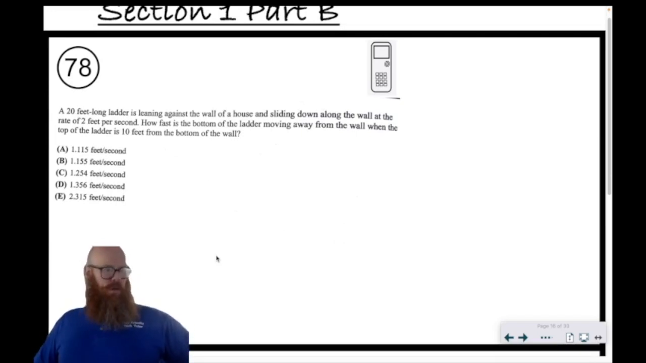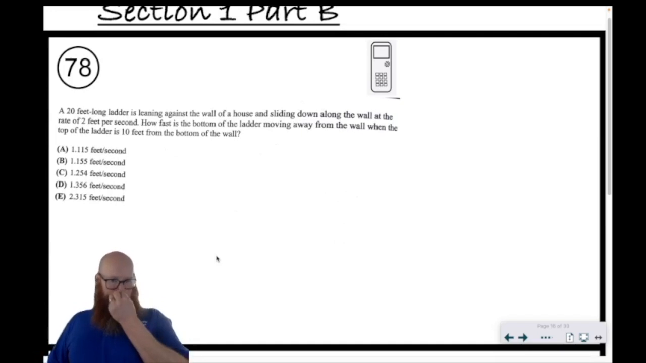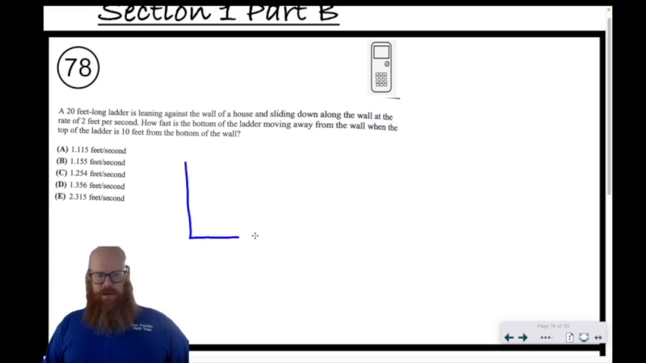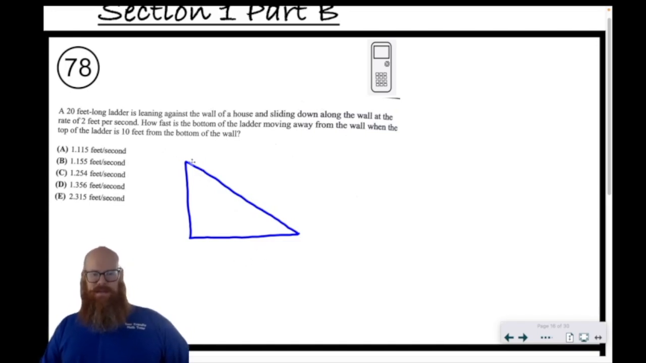On we go to number 78. We've got the old ladder problem here. We've got a 20-foot ladder leaning against a wall, sliding away at a rate. This is our typical ladder problem. We should know that as the ladder falls, this distance here is getting longer, this distance here is getting shorter, and this distance here is never changing because it's the ladder itself.